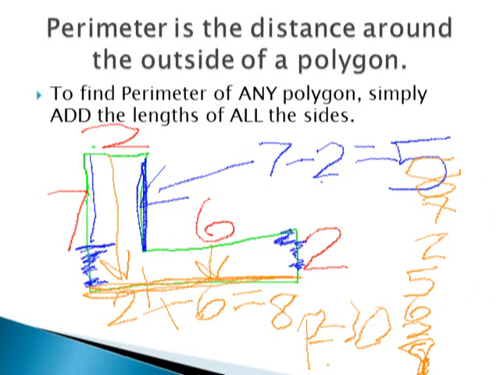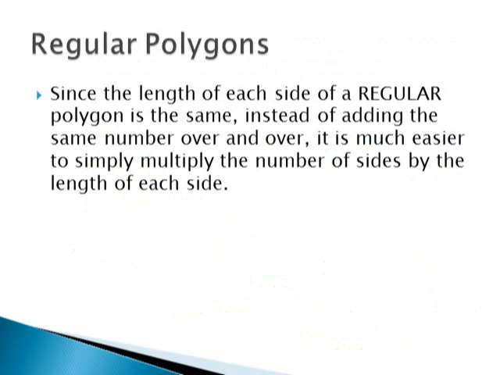Okay, so that's how you find perimeter. You just have to know the lengths of all the sides and you add them together. So let's go to our next slide now. And the next slide talks about regular polygons. So if you remember, when we did the shapes unit, a regular polygon is a polygon where all the sides are the same length.